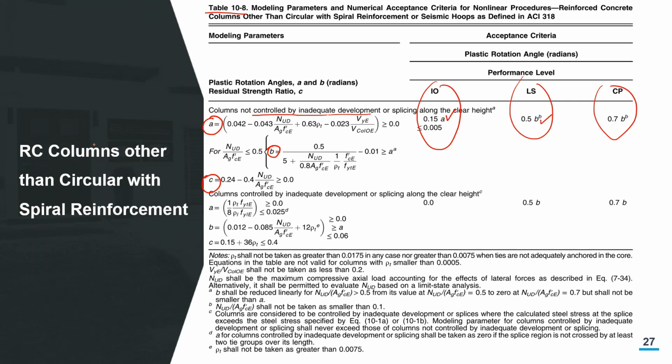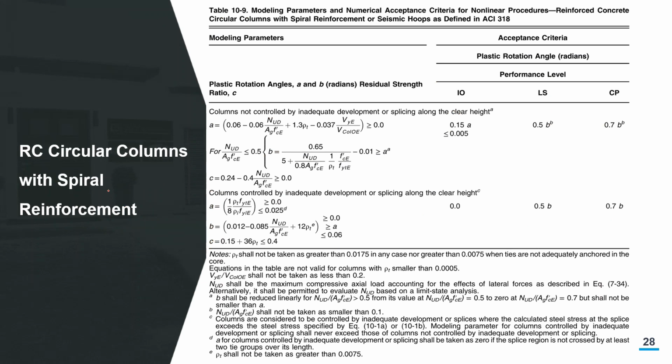This table is for columns other than circular with spiral reinforcement. Similarly, if they are controlled by inadequate development or splicing, then the expressions will be different. The capacity will be different basically. The acceptance criteria will also be different. The other table is for circular columns with spiral reinforcement. So the small a, b, c expressions are different.